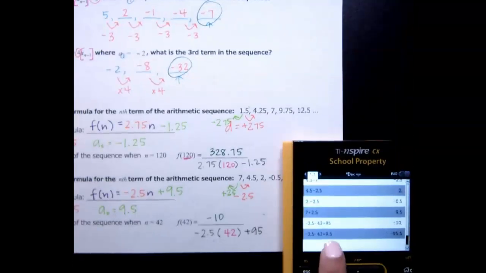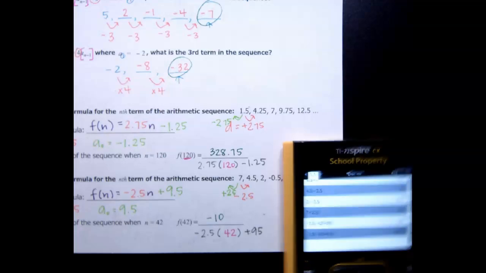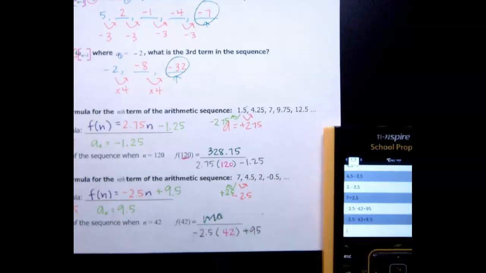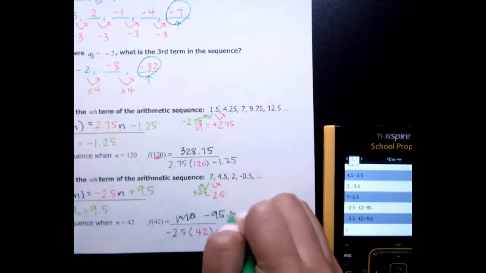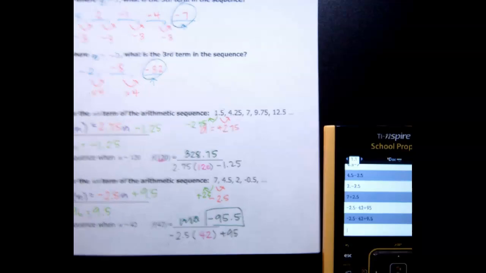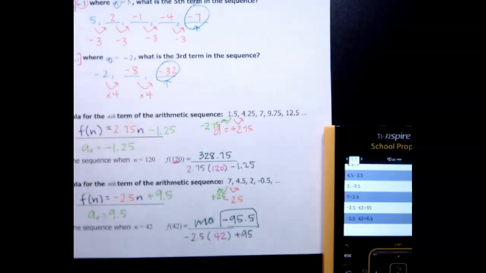It was supposed to be plus 9.5, not 95. So I wanted to fix it before you all go telling your teacher that there's a mistake in the video. Negative 95.5. Be careful with your decimals, they make a big difference. Good luck.